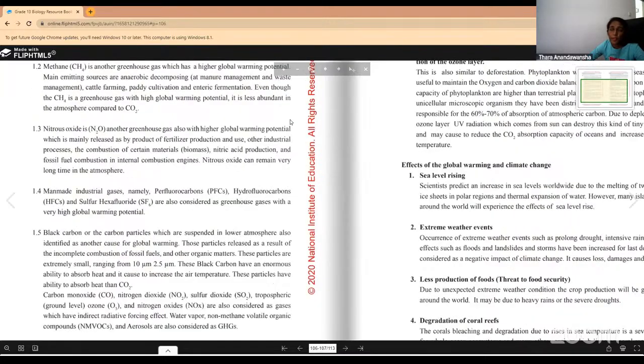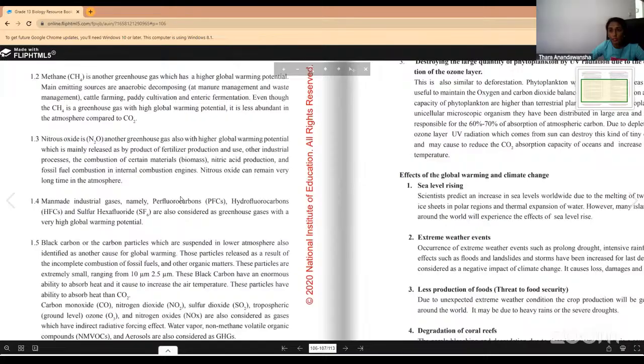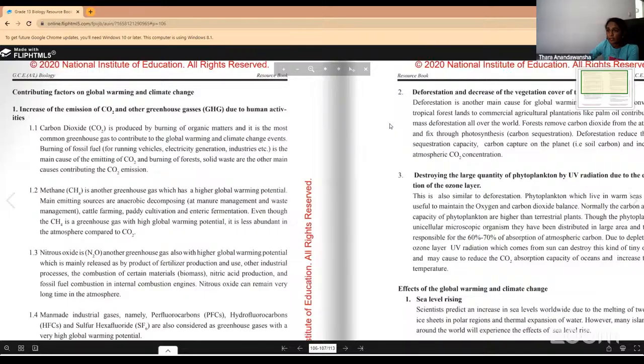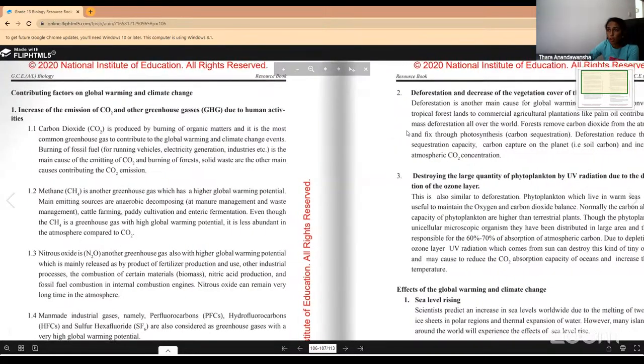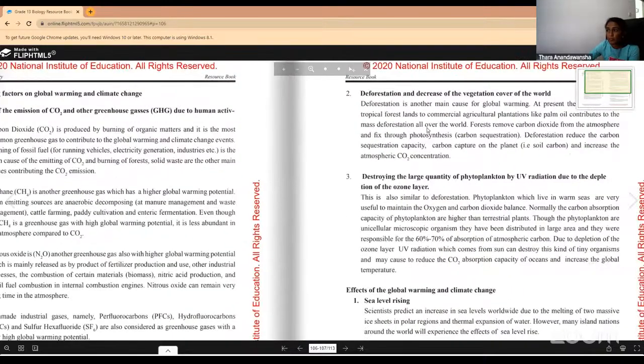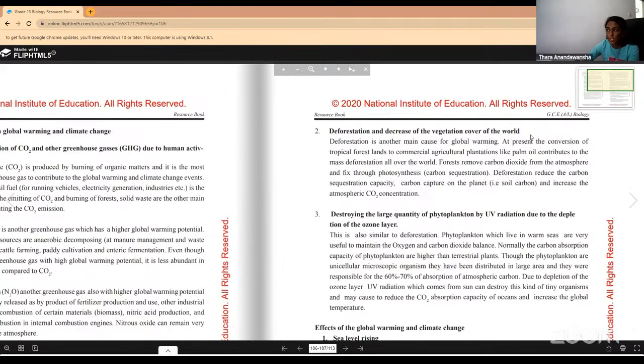So at least try to remember the simple points which are discussed here, so that you can remember what gases contribute to the greenhouse gas effect and what factors contribute to global warming. So one factor is the increasing emission of greenhouse gases. The second factor is deforestation and decrease of vegetation cover of the world. Number 3, destroying a large quantity of phytoplankton by UV radiation due to depletion of the ozone layer. Okay, right. Let's get back to the next one.